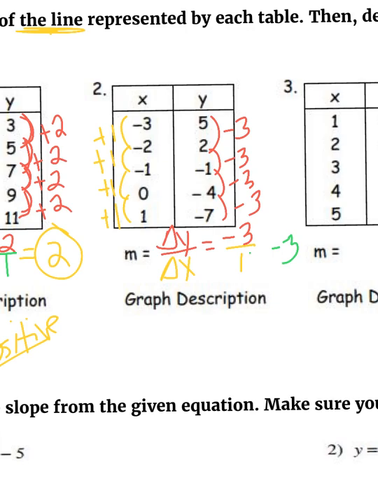So the slope of the line that would be created by this table or by the points, this is a coordinate point right here, -3, 5. That's a coordinate point. If I plotted all of these points, I would create a line that has a slope of -3. So for the graph description, I just want you to know that because this is negative, that means from left to right, it's going down because it's negative.